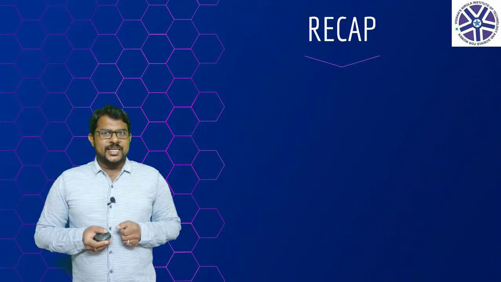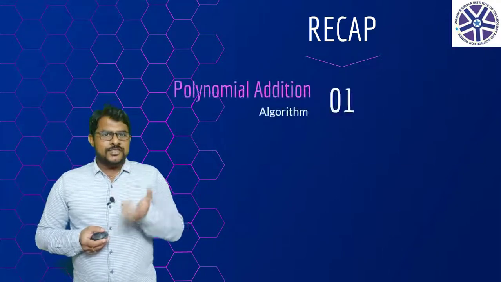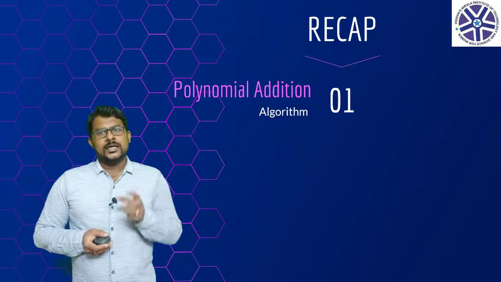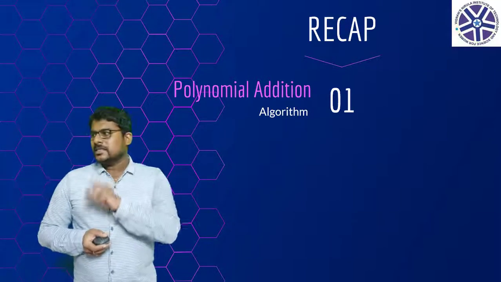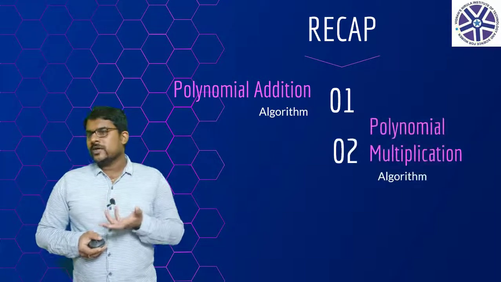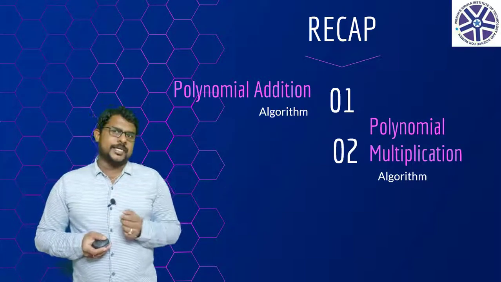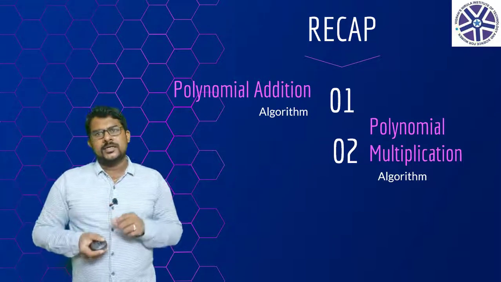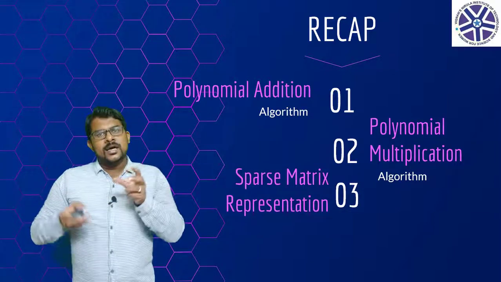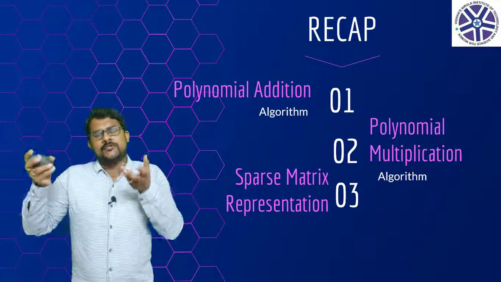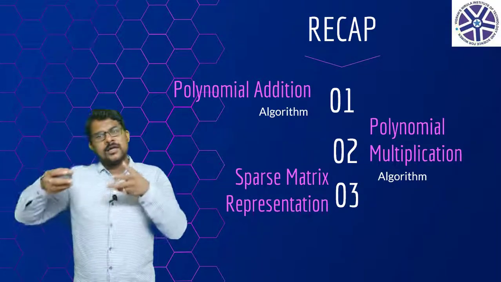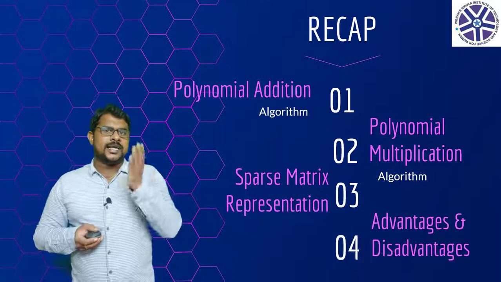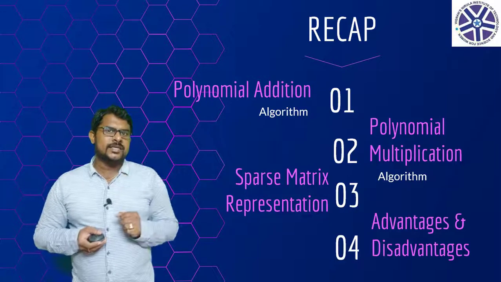Okay, let us have a quick recap of what we have learned today. First, we have seen the polynomial addition. Before that, we have seen how we can represent the polynomial, and also the algorithm for representing the polynomial. The next one, we have seen the polynomial multiplication, and the algorithm for how two polynomials can be multiplied together. And next we have seen what a sparse matrix is and what a multi-linked list is, and how we can represent the sparse matrix using a multi-linked list. And finally, we have seen the advantages and disadvantages of the linked list.